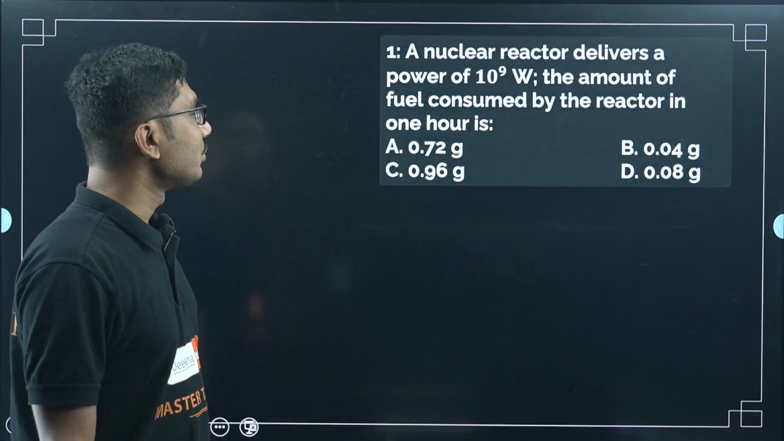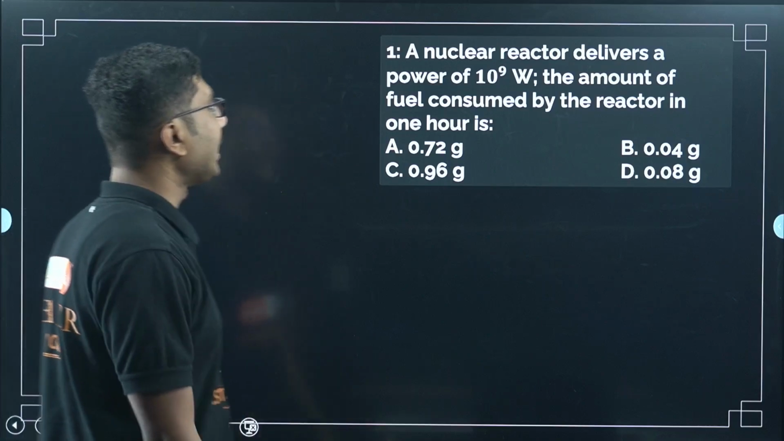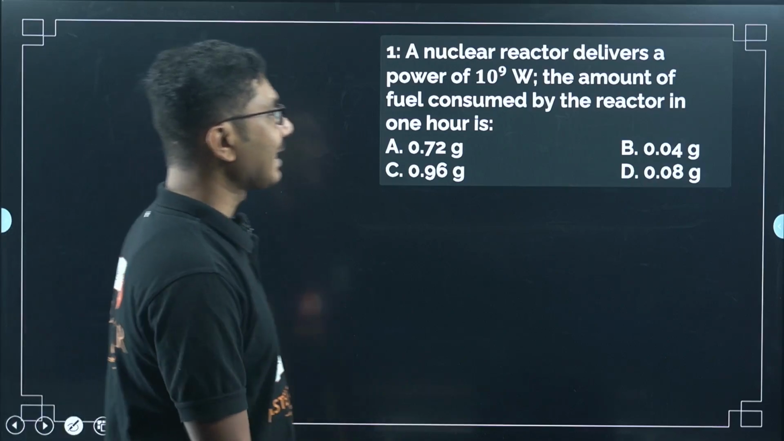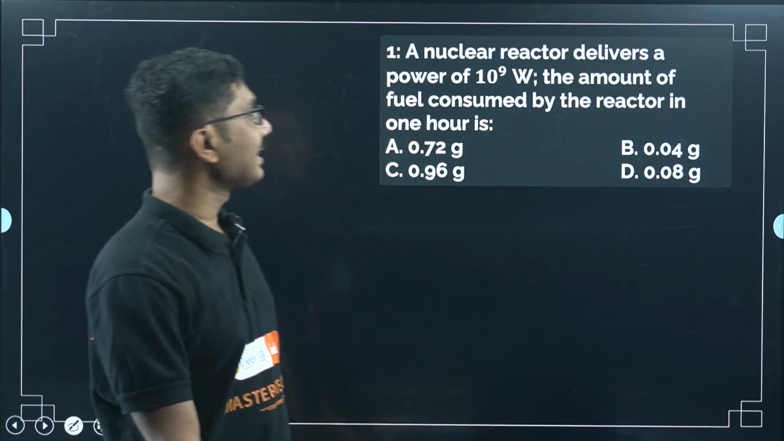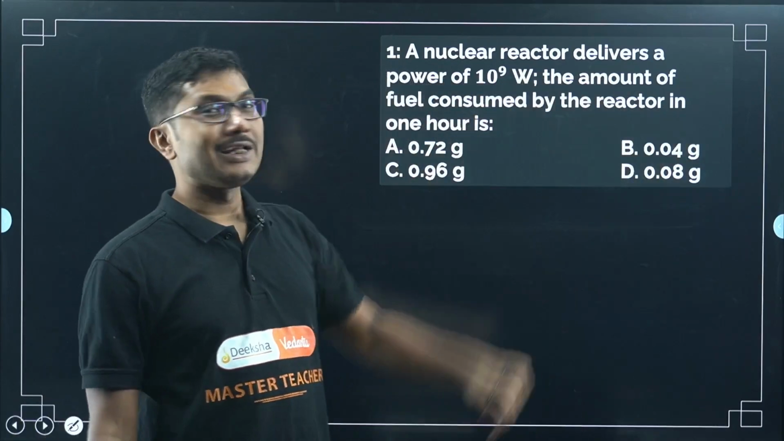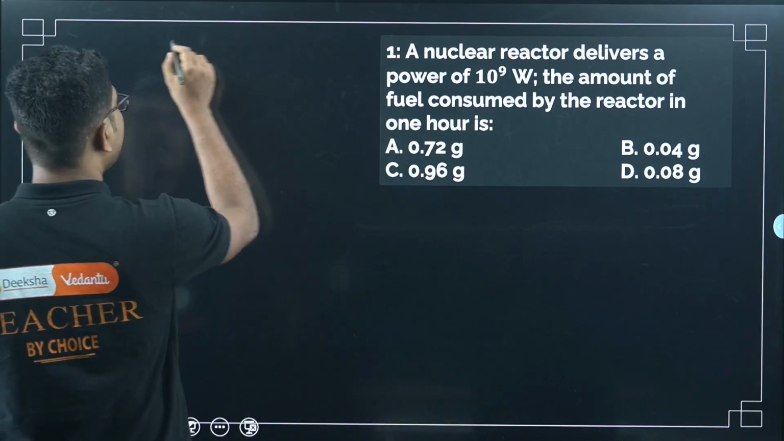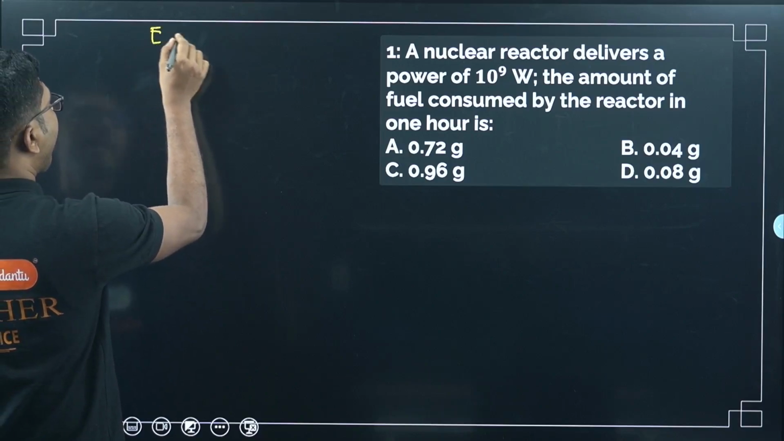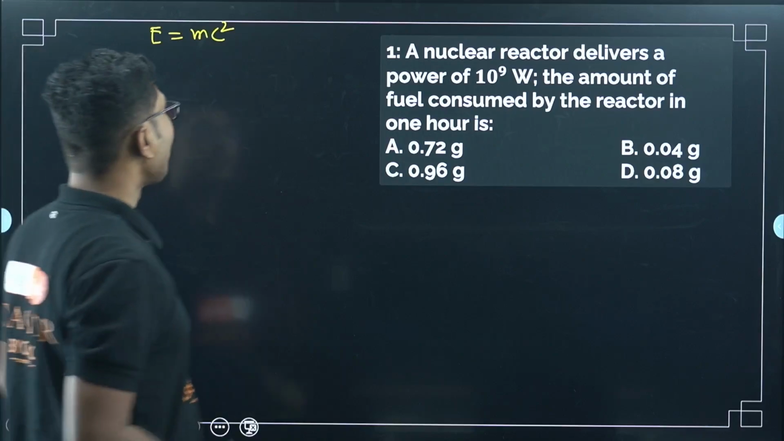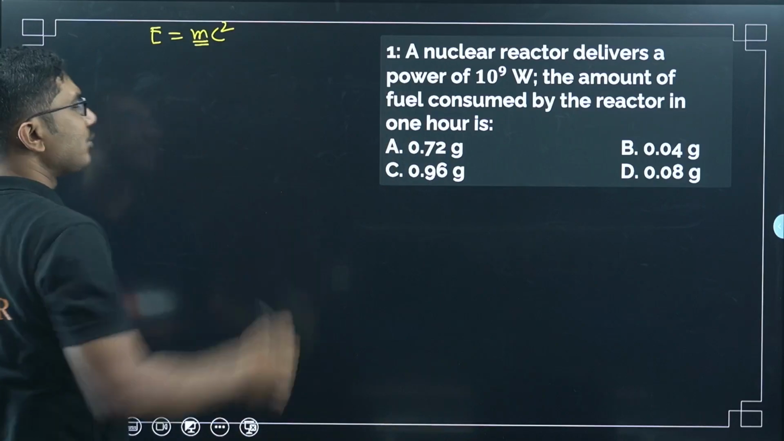Only a few are there, so don't go anywhere. Let me solve this for you. A nuclear reactor delivers a power of 10 to the power of 9 watt. The amount of fuel consumed by the reactor in 1 hour is? Nuclear reactor is not directly part of the syllabus, but this problem does not require any knowledge of nuclear reactors. You can solve it using Einstein's relationship, E equals mc squared. They have asked you to find the amount of fuel, which means you have to find m.